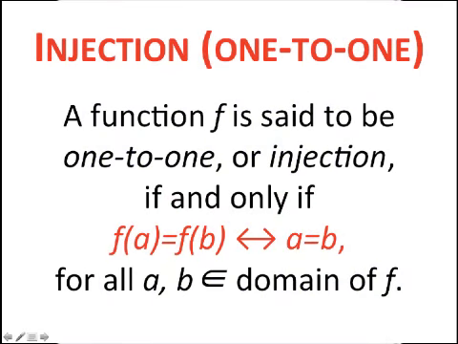Injection, that's what we'll start with. It's also known as one-to-one. A function is said to be injection if and only if f of a equals f of b, which implies that a is equal to b for all a and b in the domain of f.